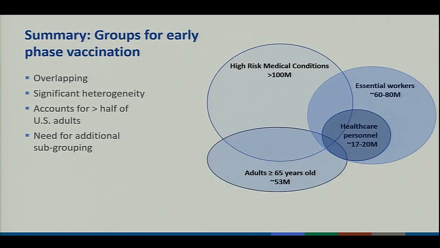So to summarize, these groups are clearly overlapping. There is significant heterogeneity between them and within them. And we are talking about a lot of people. This accounts for more than half of US adults. Therefore, there may be a need for additional subgrouping. Next slide.